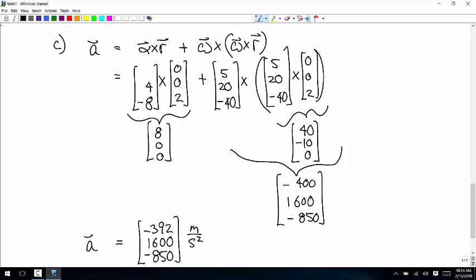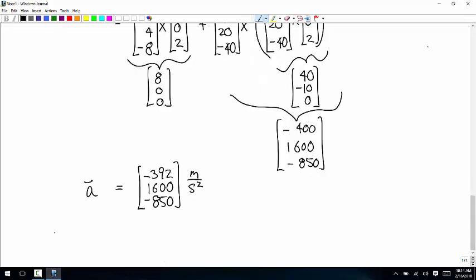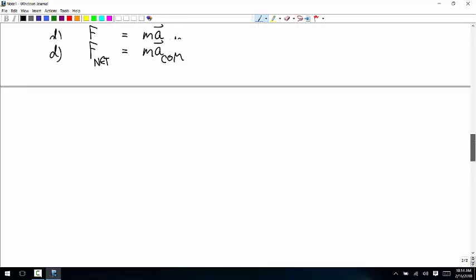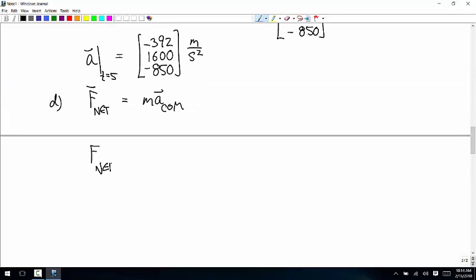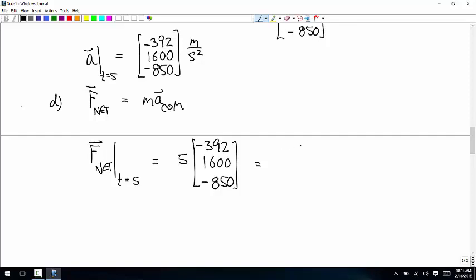And then the last one, what's the net force? We know that the mass is 5 kilograms. So F net, that's at 5 seconds. F net is equal to the mass times the acceleration of the center of mass. This is a particle, so F net evaluated at 5 seconds is equal to 5 times negative 392, 1600, negative 850, which is 2,000 minus 40, negative 1960.